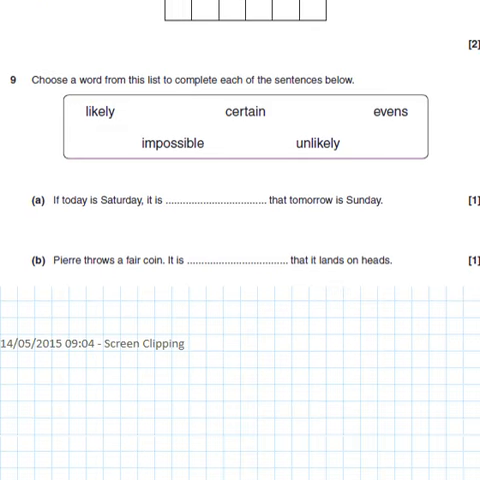If today is Saturday, it is something that tomorrow is Sunday. Certain that's going to happen. Pierre throws a fair coin. It is what that it lands on heads. There's an even chance, an evens chance that it lands on heads.